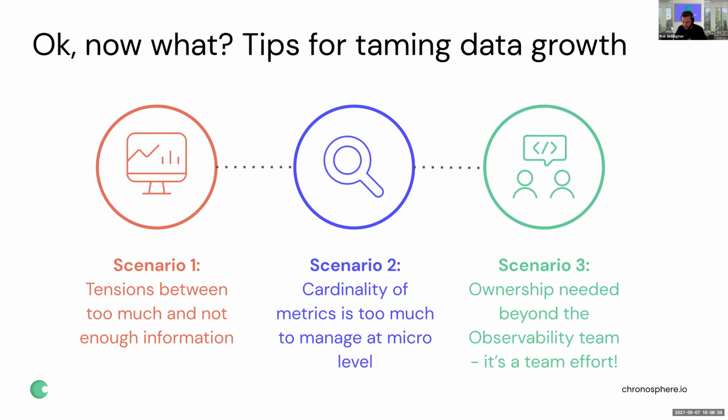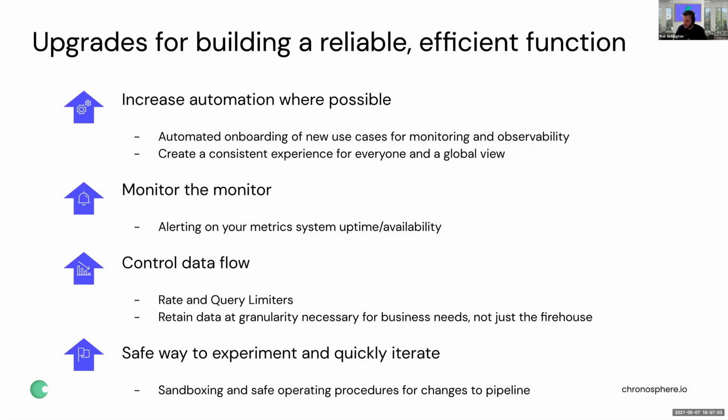And then, of course, having said that, the ownership and the onus needs to be on the teams themselves, the end user teams, because that's really where they've got to be good citizens, and there has to be incentives for them to be good citizens. So making sure that there's some shared responsibility there. I wanted to take just a quick second to talk about what it means to up-level once you have all of the things we just talked about. So really you want to focus on increased automation where possible, creating a consistent experience for everyone and a global view.